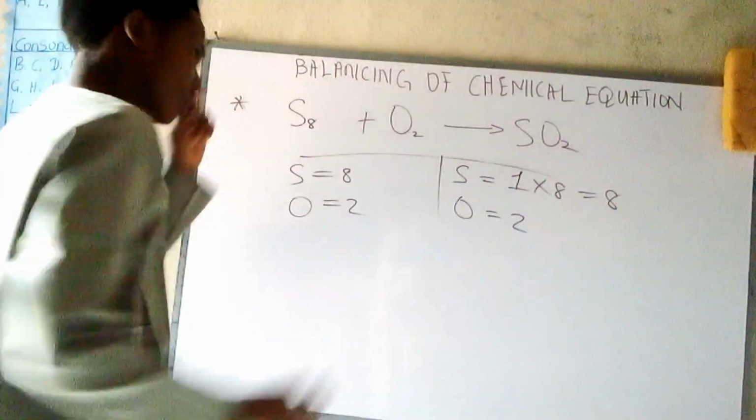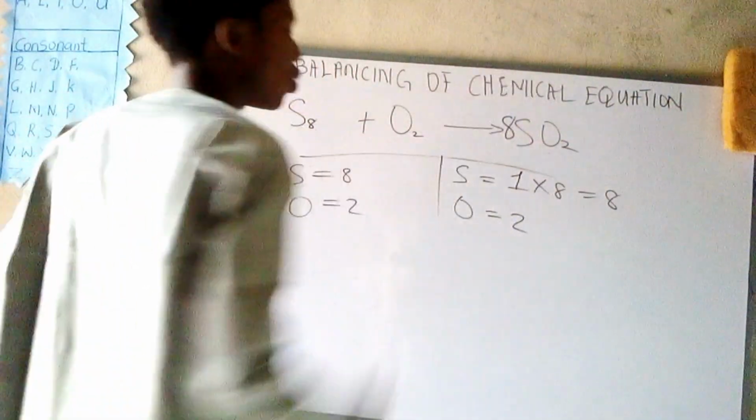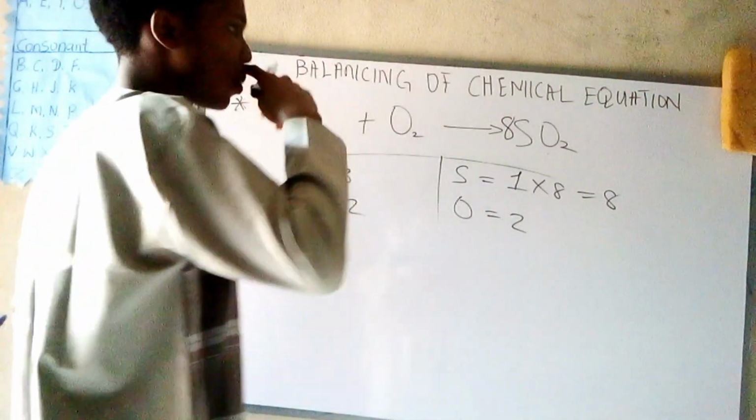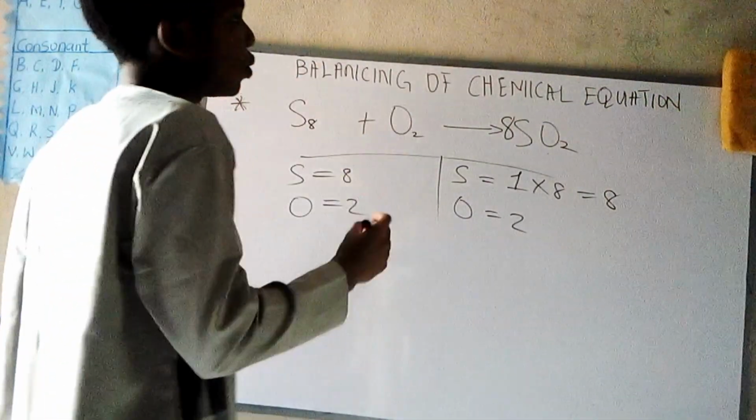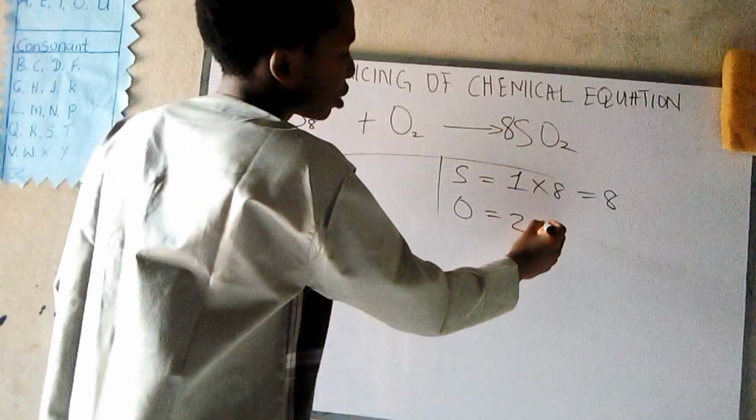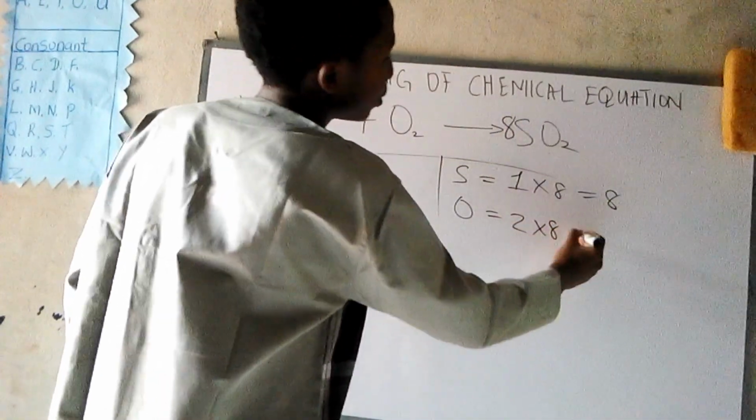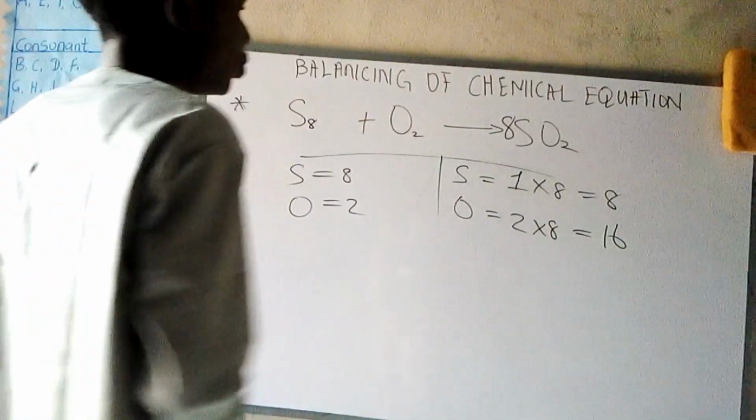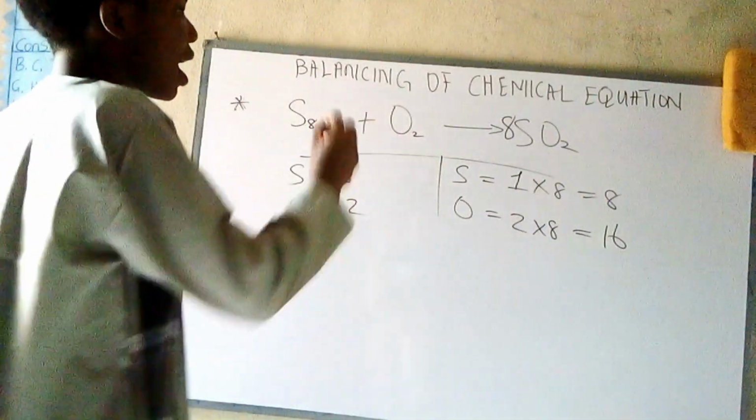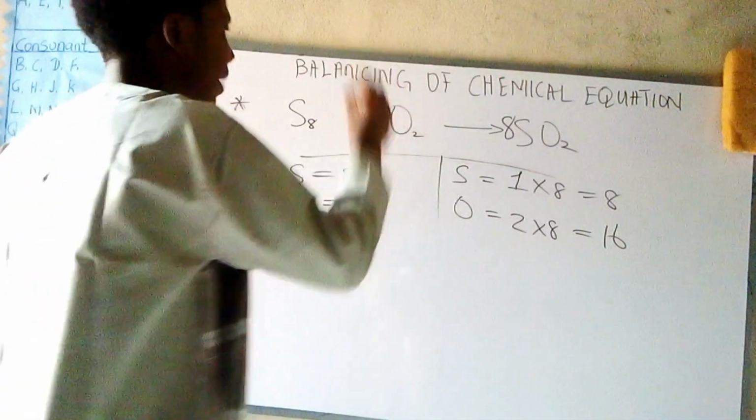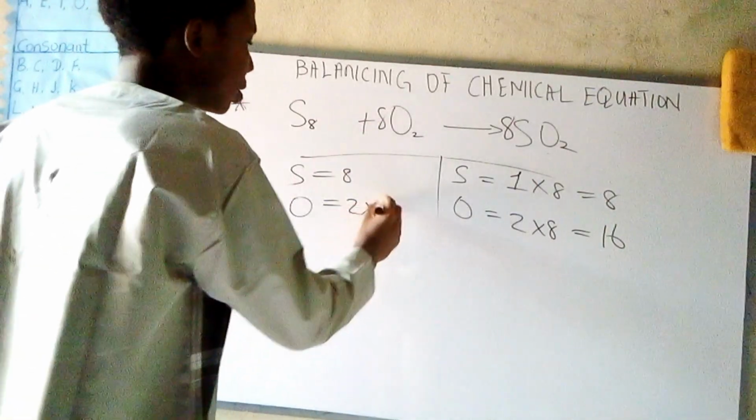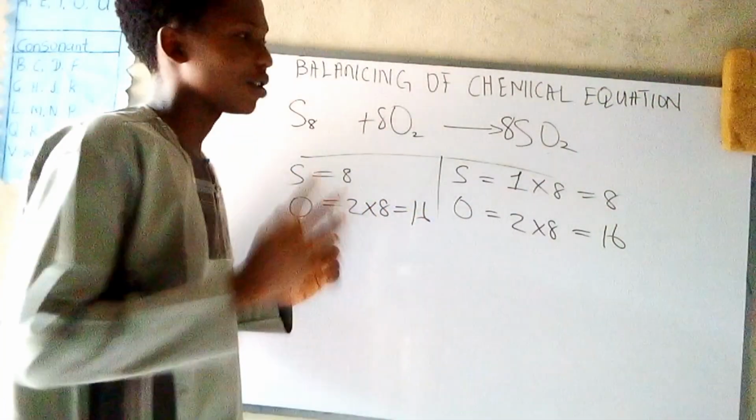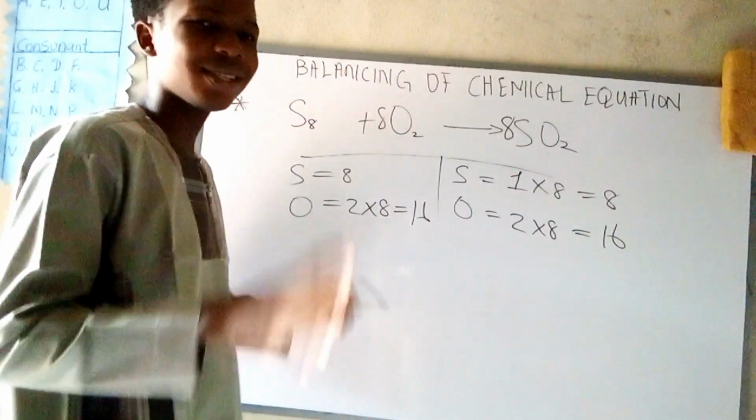So when we add this 8 here, what will happen? Oxygen will be affected, which will increase the number of oxygen here, making the oxygen also times 8, which will make oxygen 16. So now what do we do here? This oxygen has to be times 8 to give us 16. My dear, we've just balanced this equation. It's as simple as that.